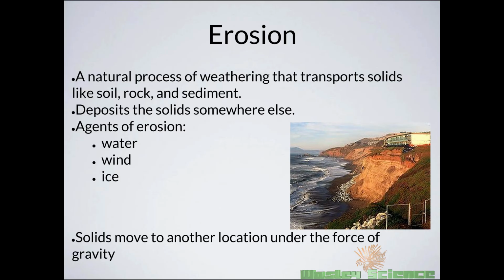So these three things are how rocks can be transported, and solids can also move to other locations by the force of gravity, of course. So when you have rocks that are being weathered on top of a mountain, they'll eventually move down the mountain from gravity. And when you have a pile of rocks at the bottom of a mountain, that's called talus. So there's some interesting things for you on erosion.